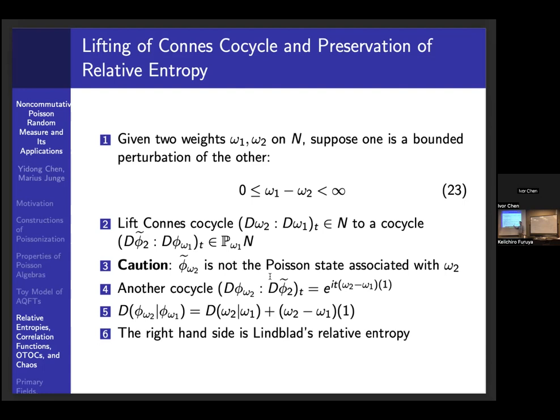So the more precise statement here is that the Lindblad relative entropy is preserved by Poissonization. And that's how we do it. Basically, I'm just telling you that you can also lift Kahn's cocycle to another cocycle. That's the lesson here. Okay.